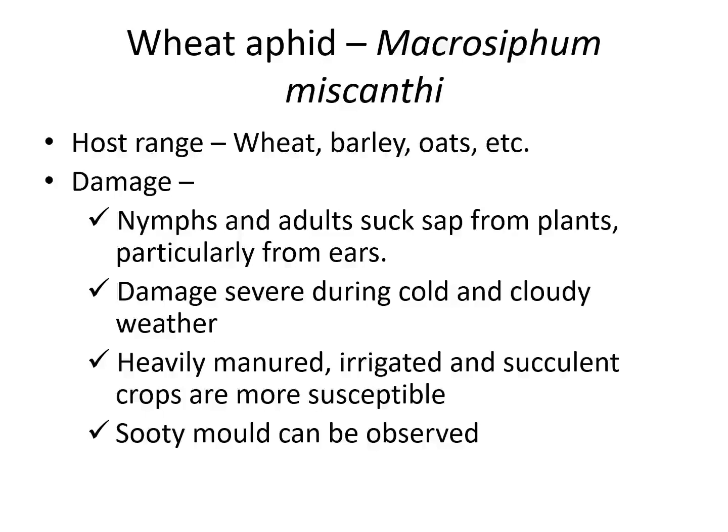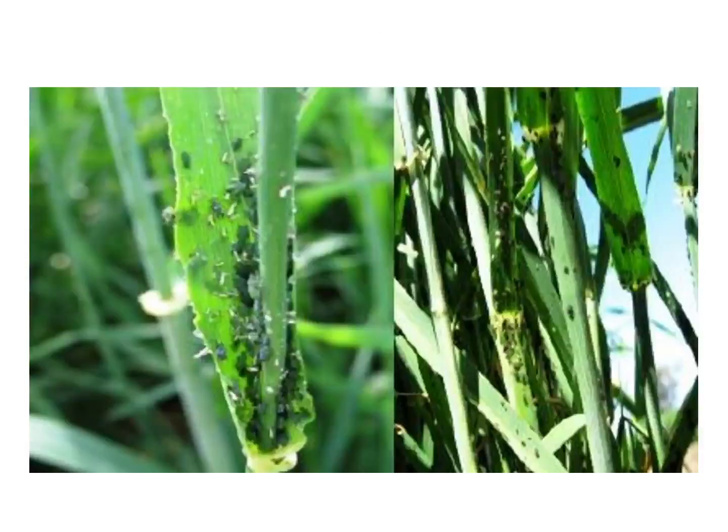If the field is heavily irrigated and manured, then the chance of wheat aphid infestation is extremely high, and because of honeydew excretion, we will see sooty mold. So in this picture, you can see the aphids congregating on the wheat plant. This is a picture of aphids congregating in the leaf sheath.